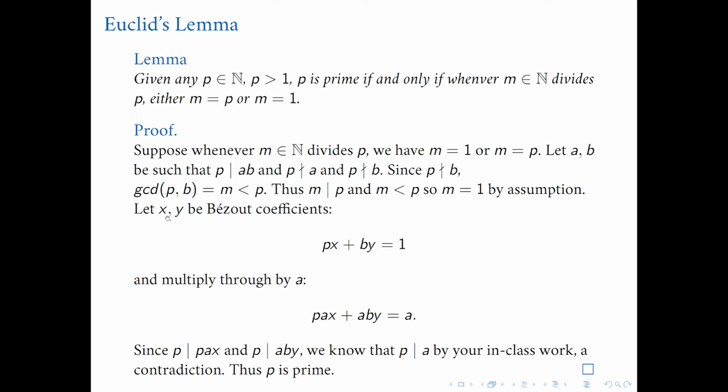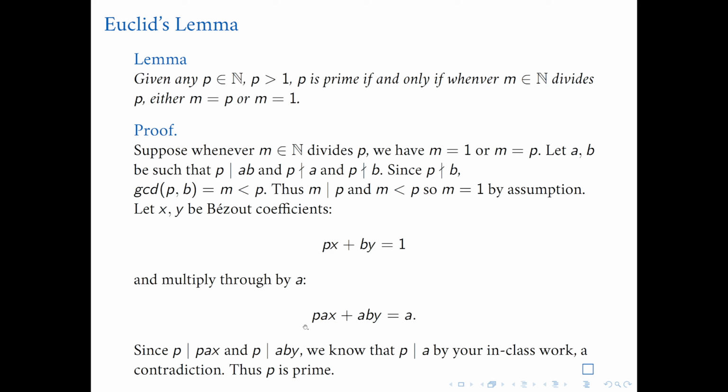Well, we can find Bezout coefficients, x and y, such that Px plus By is the greatest common divisor of P and B. In this case, the greatest common divisor is 1, so we can find integers x and y such that Px plus By is 1. Then we're going to do a trick. We're going to multiply through by A. When we multiply through by A, we get this expression here.